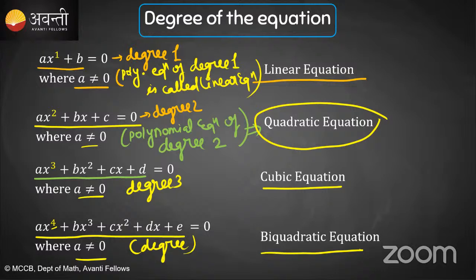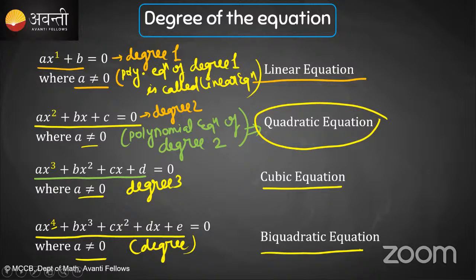Higher degree equations we call degree 5 equation, degree 6, degree 7, and so on. Okay. So if it is a degree 3 equation, I will say it is a cubic equation. If a degree 2 equation is involved, I will say it is a quadratic equation. If a degree 4 equation is involved, I will say it is a biquadratic equation. And similarly, if a degree 1 equation is involved, I will say it is a linear equation. Clear? Okay. So let's proceed.